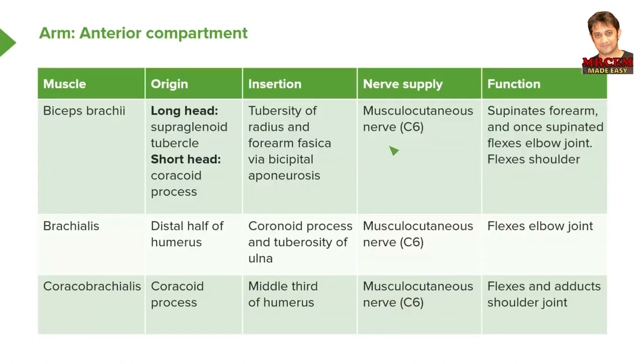So if we look at biceps brachii, its long head and short head, we can see it's originating from the supraglenoid tubercle or the coracoid process. It passes to the tuberosity of the radius, and it blends with the fascia of the forearm via the bicipital aponeurosis, as that continuation of brachial fascia passes down into antebrachial fascia. It's innervated via the musculocutaneous nerve, and it has a whole range of functions.